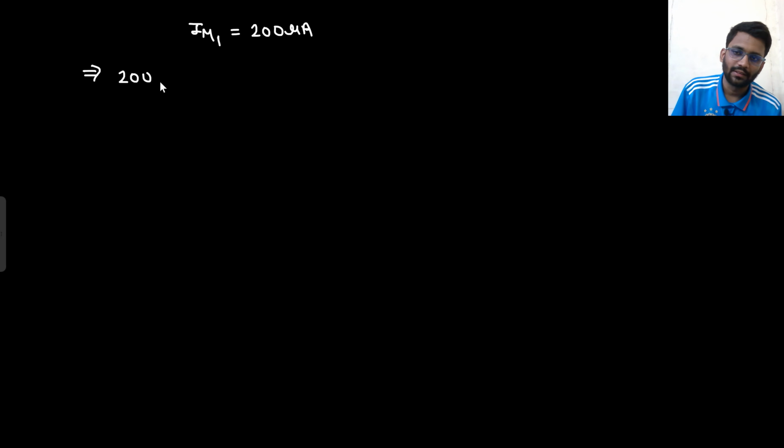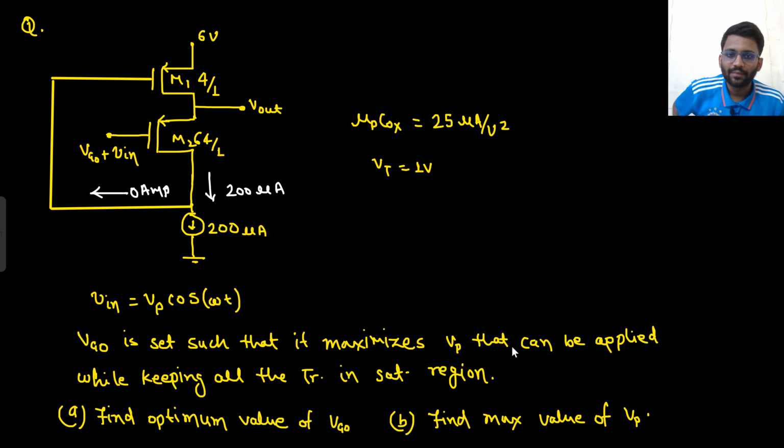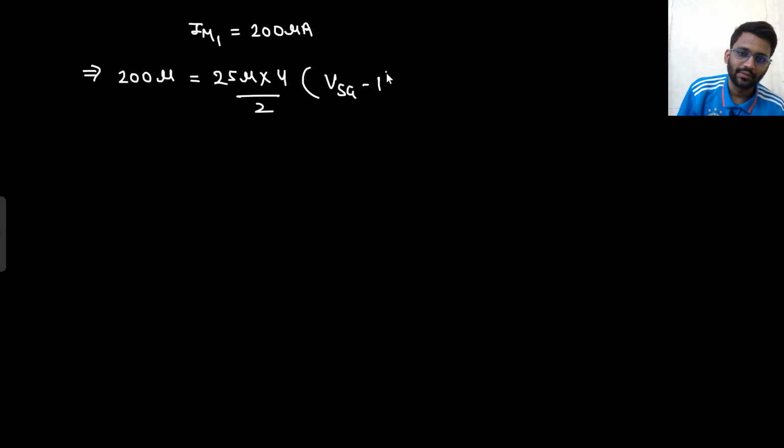So here you can write that 200 micro would be equal to, because both of the transistors are in saturation region. So we are considering that to be in saturation region. Are you getting this point? We will take M1 and M2 both in saturation region, then we will see when they go into triode or in cutoff. So we have to apply Vg0 and Vp such that they remain in saturation region only. So we will apply the saturation region current equation. IM2 is IM1, and IM1 is 200 microampere. So mu p Cox is 50 micro, W by L is 4 by 2, VSG minus VT whole square.